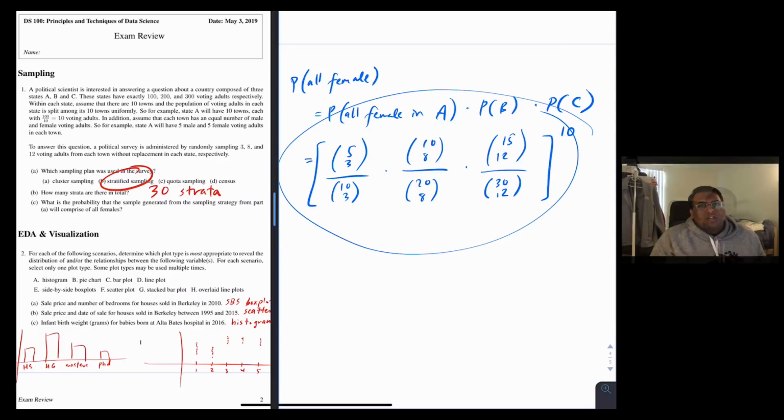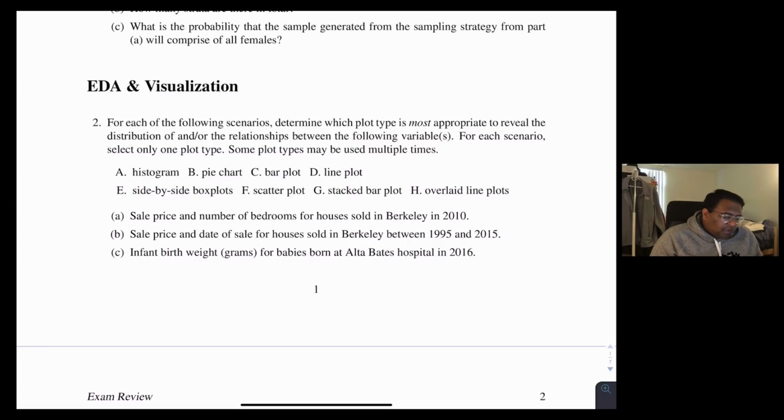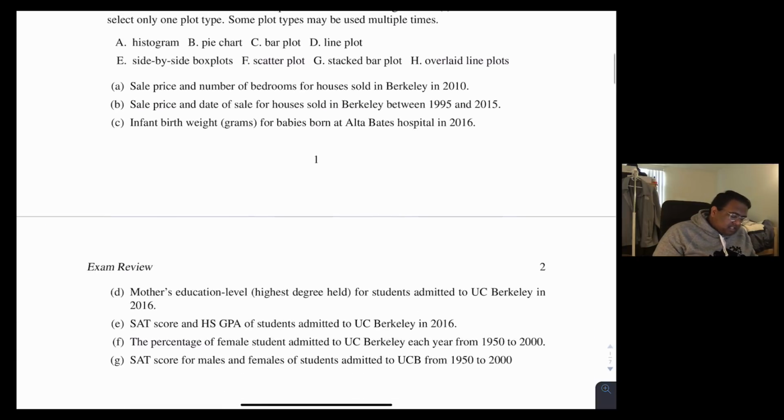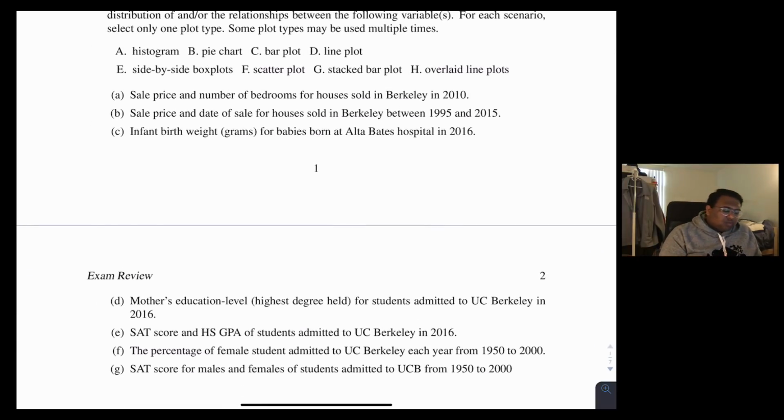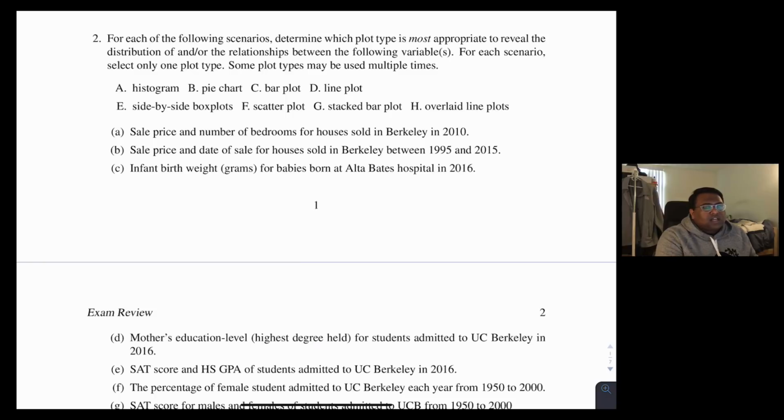Cool. Okay, so now number 2, we're given a bunch of different scenarios, and we're told to choose one of these different types of distributions that would probably best describe the information given in the question. Okay, so let's do it. A, sale price and number of bedrooms for houses sold in Berkeley in 2010. So there you might think, oh, we have 2 numerical quantities. Why don't we use a scatter plot? But you have to look a little deeper for this one.